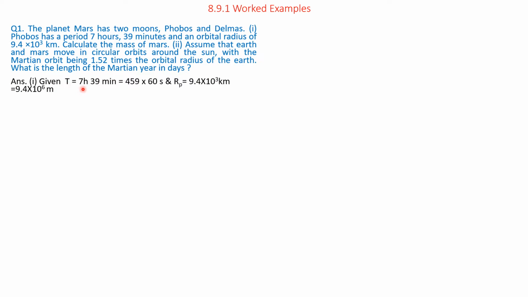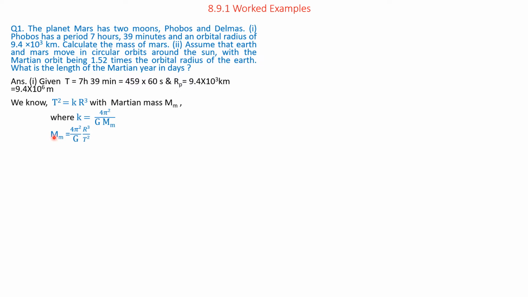Answer. Given the time period is 7 hours 39 minutes, that is equal to 459 into 60 seconds. And the radius of Phobos is 9.4 into 10 to the power of 3 kilometers, that is equal to, converting kilometers into meters, 9.4 into 10 to the power of 6 meters. Therefore, we know that T square is equal to k R cube. Applying this for Mars, we get k is equal to 4 pi square divided by capital G into M.